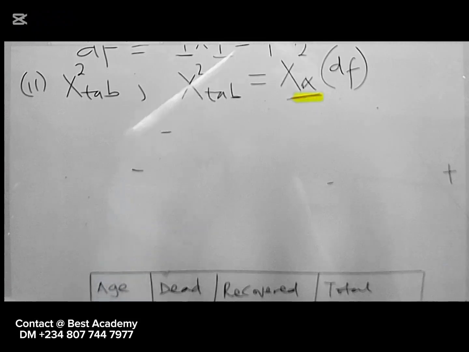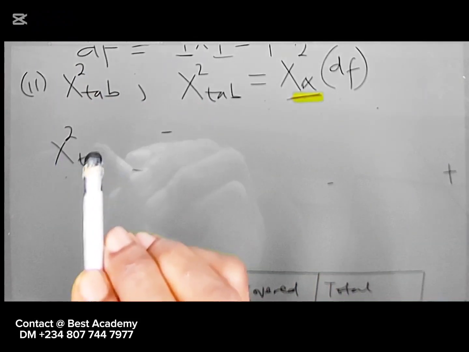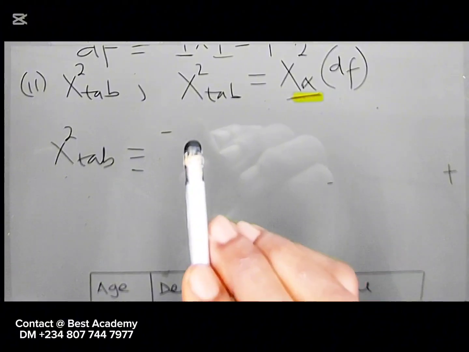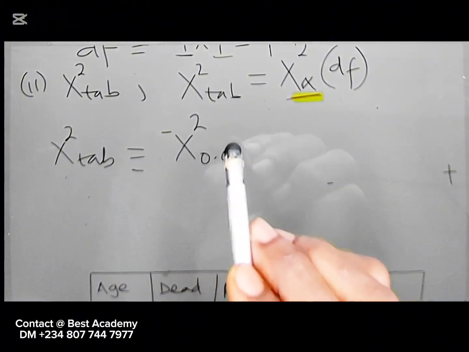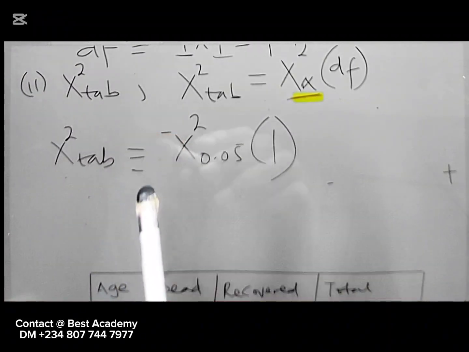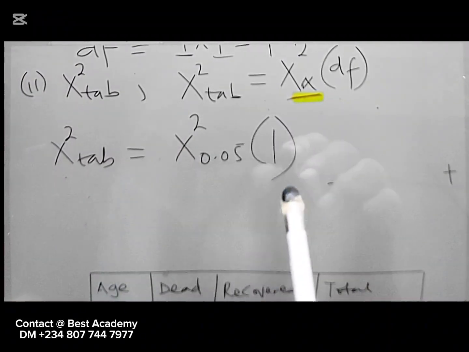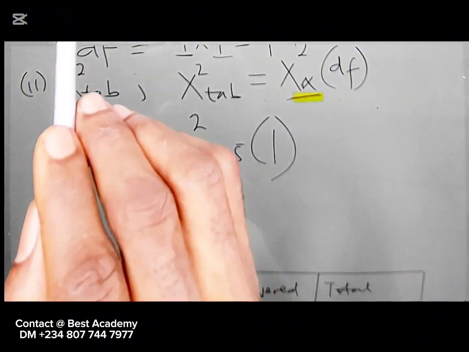We are going to have our chi-square tab equal to chi-square 0.05 of 1. The 1 here is the degree of freedom. Please don't forget. So how do we check this in our table?